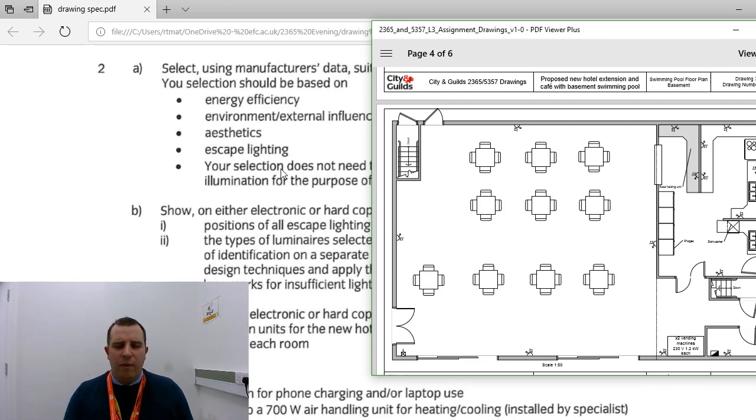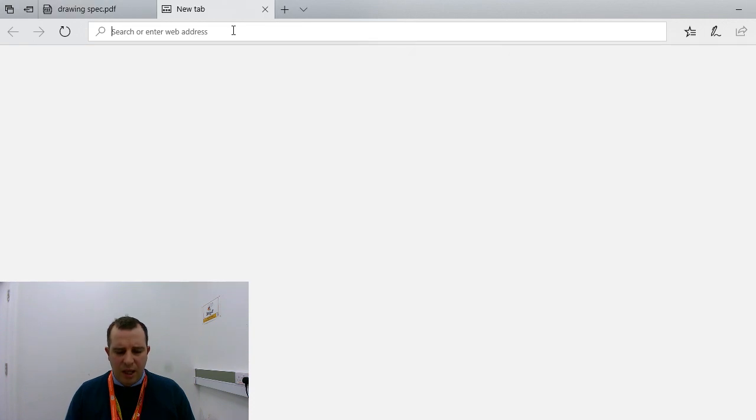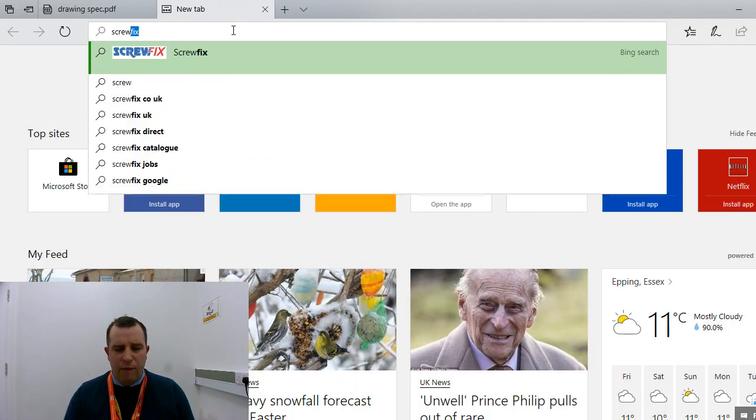And what you're also looking for is to make sure that you've got enough detail about them. So I would expect you to get some sort of product detail. Websites like Screwfix are probably quite a common one to have a look at. If you research lights, you can get nice pictures and nice bits of wording around it.